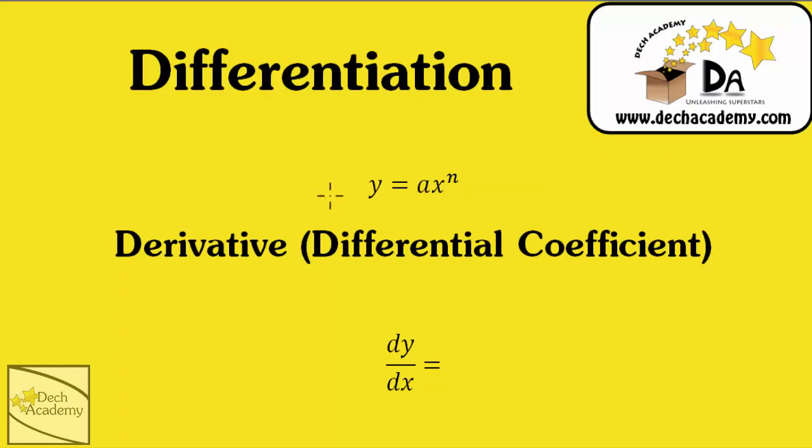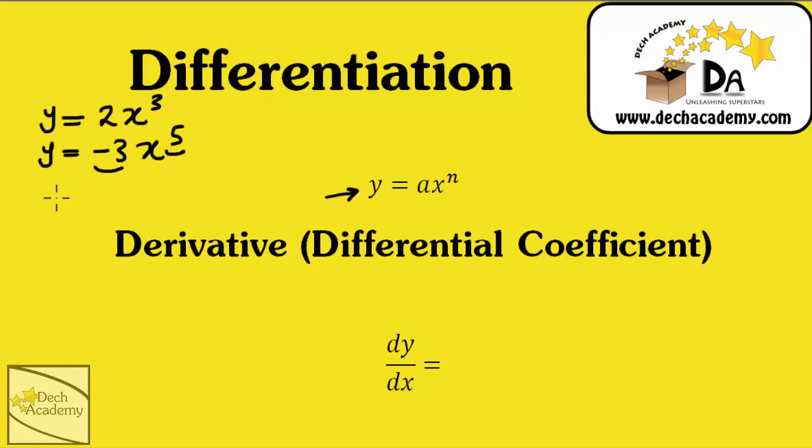Examples of functions that take this form are as follows: y equals 2x to the power of 3. In this case, you can see that the coefficient of the variable is 2, so a is 2, and n, the index of the variable, is 3. Another example, minus 3x to the 5. In this case, a is -3 and n is 5.